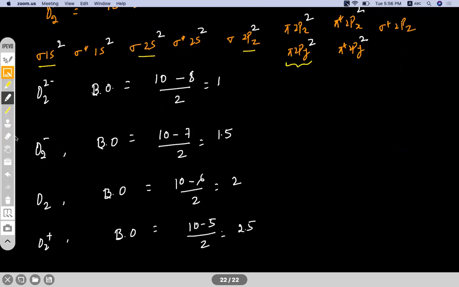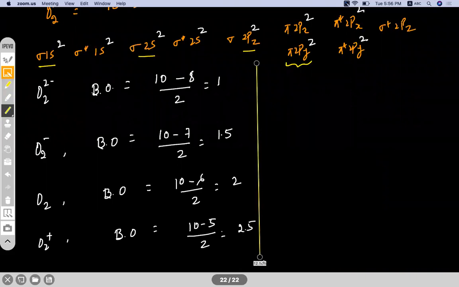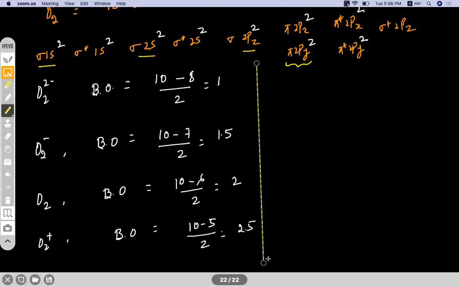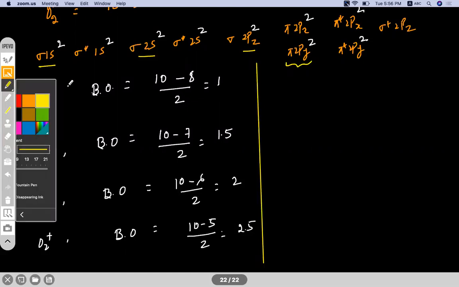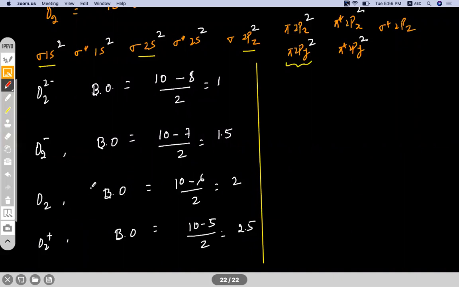Okay. So if I write down the order, this question has been asked many times in NEET and other exams, so this is important here. If I write down the order of bond order here, we have O2 2 minus, O2 minus, O2 and then O2 plus.